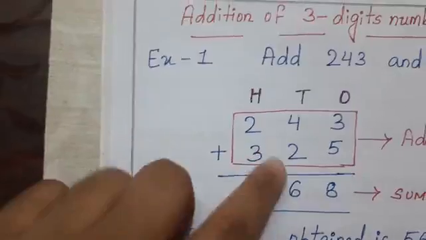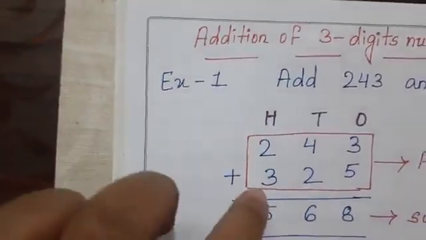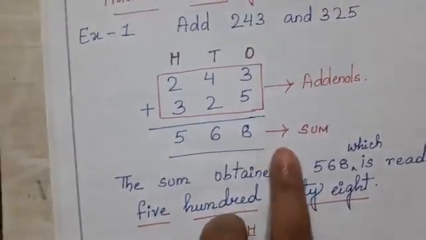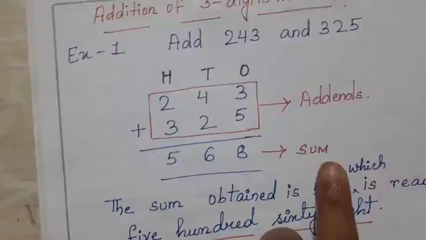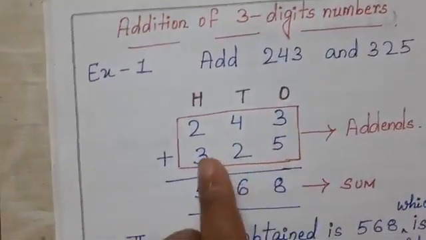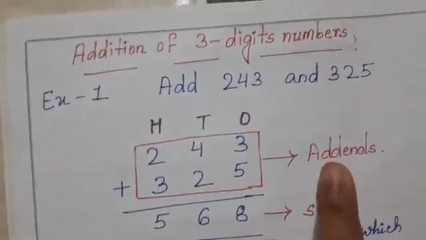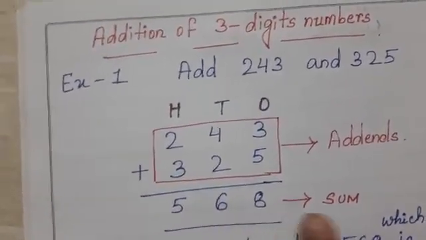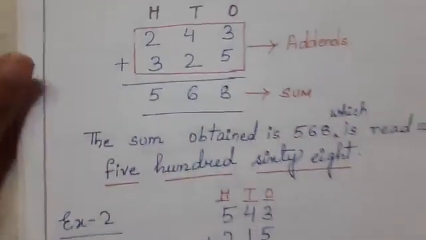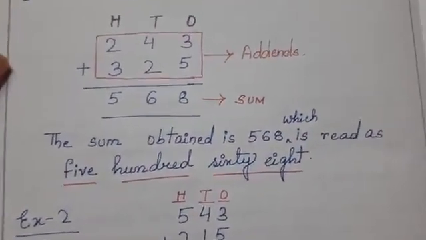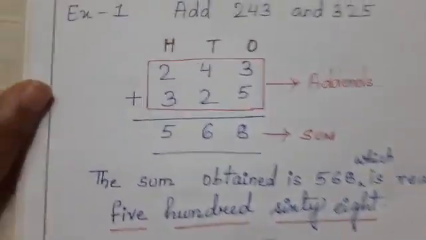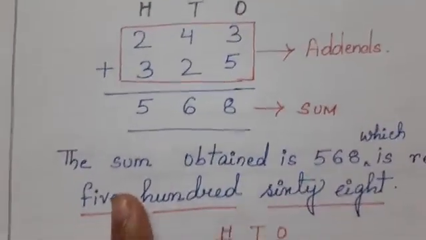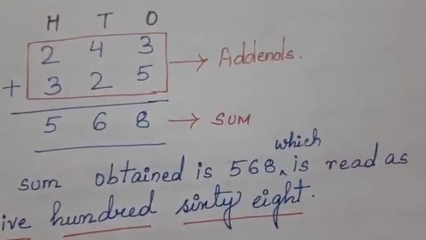4 plus 2, we get 6. 2 plus 3, we get 5. So what number did we get? 568. So 568 is the sum, and 243 and 325 are called addends. So children, after adding we got the answer 568, that is called the sum. So we will write like this: the sum obtained is 568.